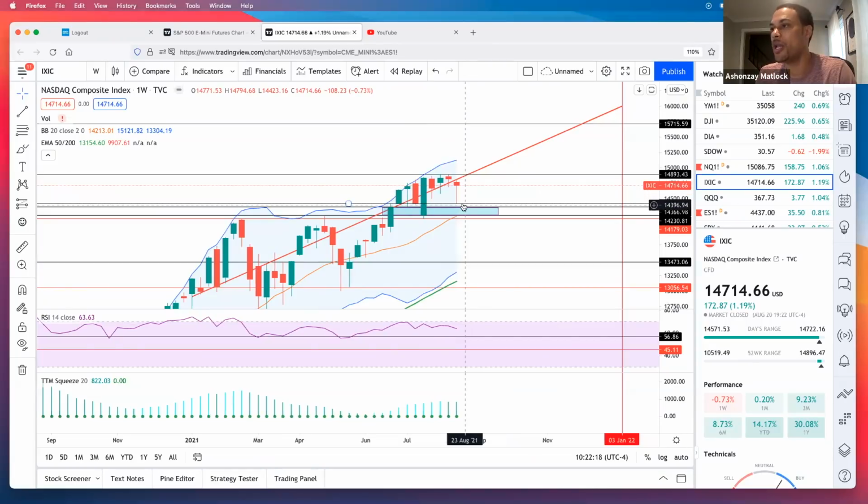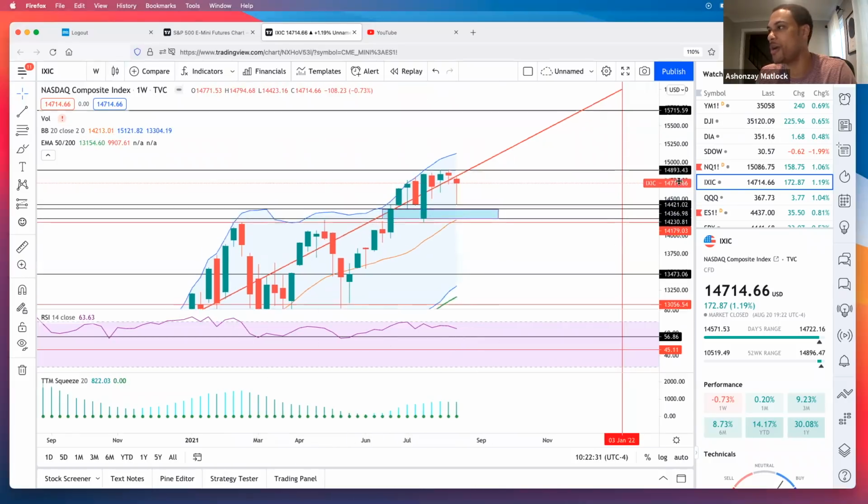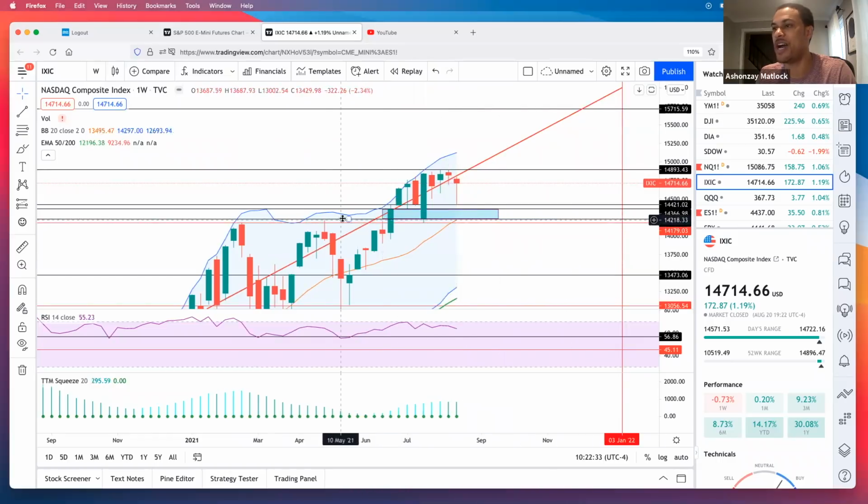Or if we get a close below this 14,421, that could signal that we're headed for some more downside and possibly come test this 20-day moving average, which puts us right at where we broke out from, which is about the 14,175, a level we talked about in the past. We needed to get past that 14,175, which was technically our breakout level.